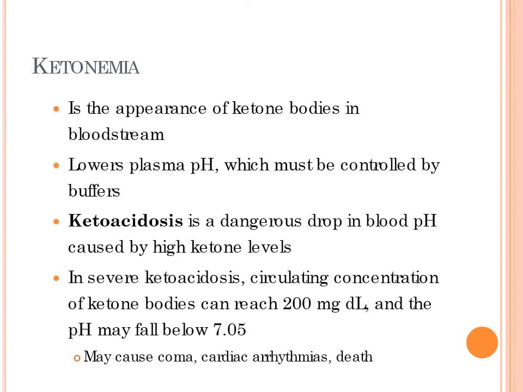Ketoacidosis is when you have dangerous levels of ketones in your blood, and they drop the pH of your blood enough that the pH can fall below 7.05. When the pH is that low, your body can't function in an acidic environment, and so it ends up putting you in a coma. You can have cardiac arrhythmias and ultimately die from ketoacidosis. This is unfortunately a common severe effect of uncontrolled diabetes.